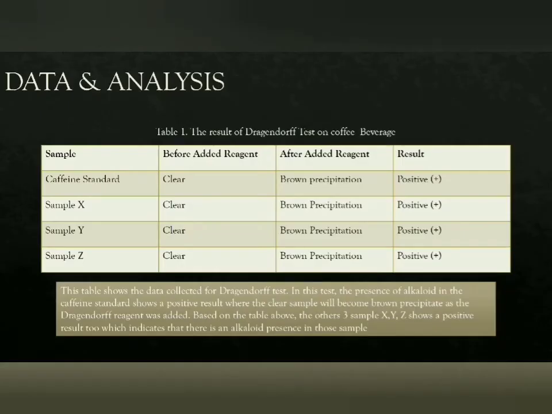Data and analysis. Table 1. The result of Dragendorff test on coffee beverage. This table shows the data collected for the Dragendorff test. In this test, the presence of alkaloid in the caffeine standard shows a positive result, where the clear sample will become a brown precipitate as the Dragendorff reagent was added.